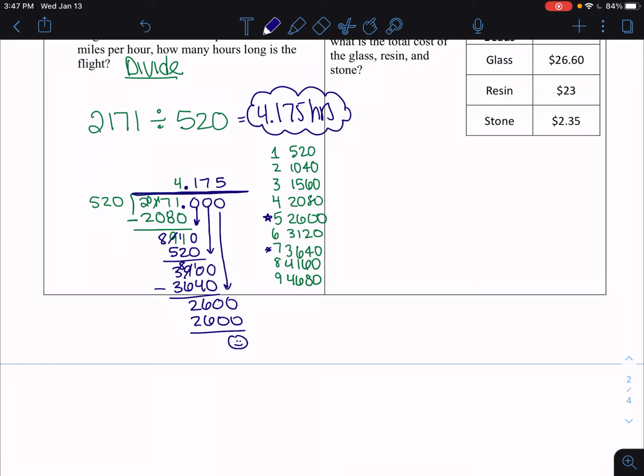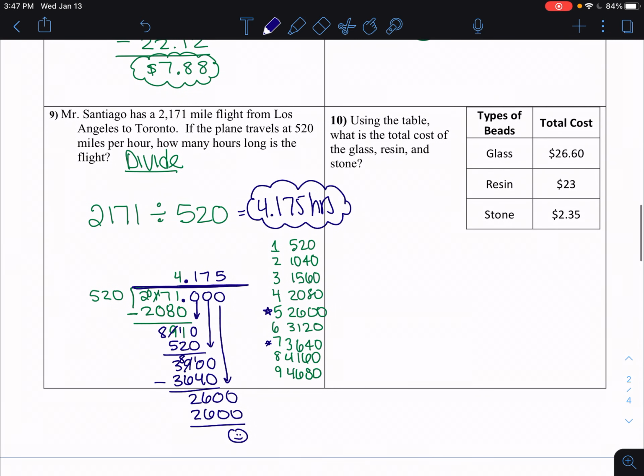So that one was probably the most difficult one that we've come across so far, only because we have to revisit long division, which we haven't done in a while. Number 10 is the last one. It says, using the table, what is the total cost of the glass, resin, and stone? So I'm going to add all of these things, because the total cost means to add all of these things together. So 26.60 plus 23.00 plus 2.35.